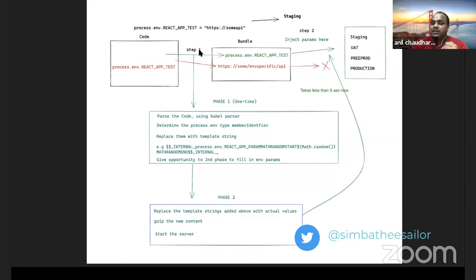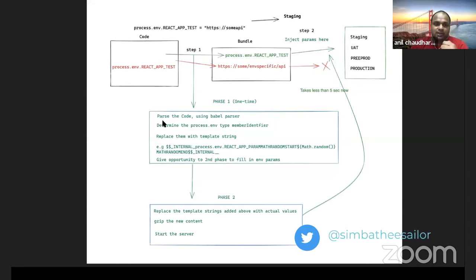Once after step one, we get a bundle with some kind of placeholders. Those placeholders can be filled later on in step two. So now this bundle is environment agnostic, and it can be used across environments easily. Now I just need to run a script that will inject these param values, which are coming from a param store, and for us it was taking less than 5 seconds. Before I tell a few things about that process, I'll explain the phase one.